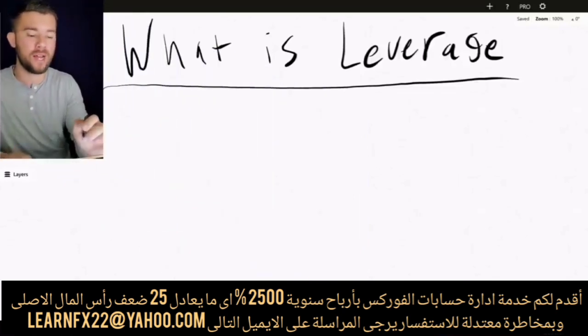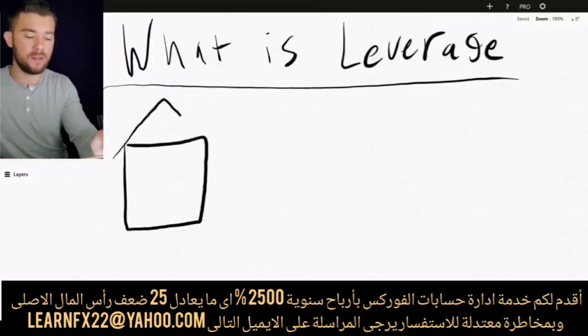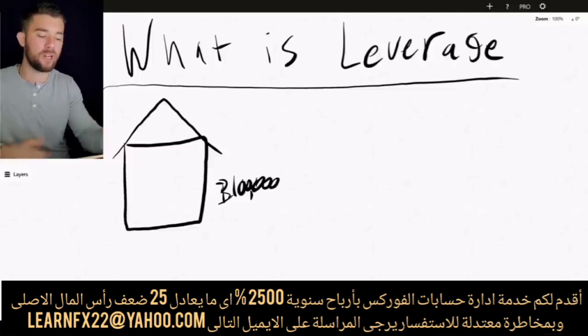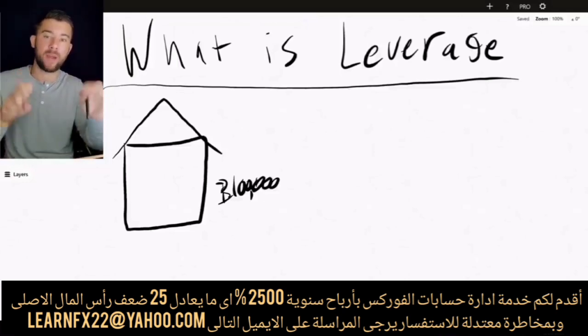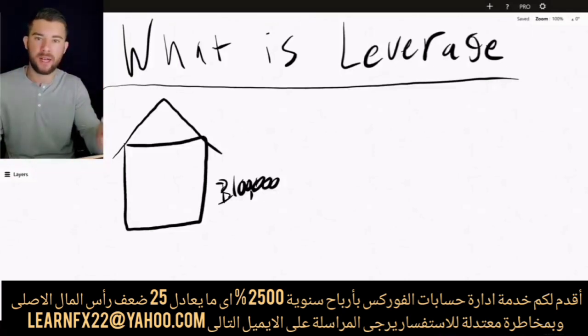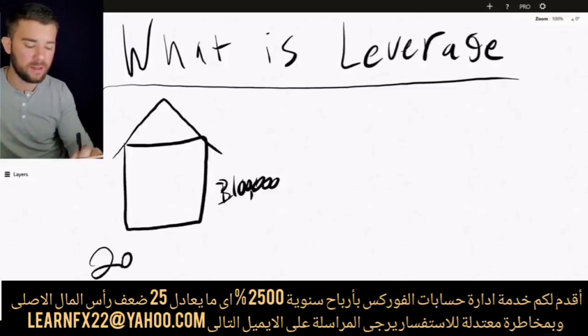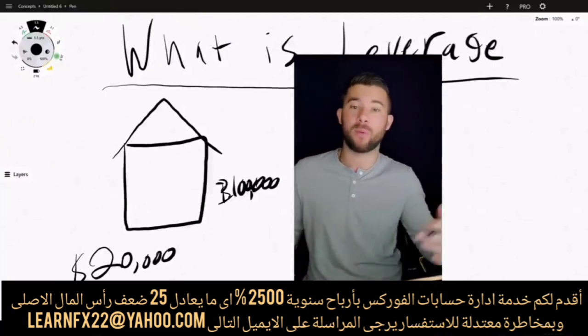So let's say you find a property that you want to invest in, and this property is $100,000. In the case of this property being $100,000, how much do you need to deposit? How much of a down payment do you need in order to buy this house or invest in this house? You need $20,000, right?